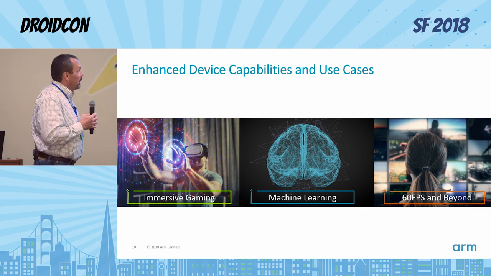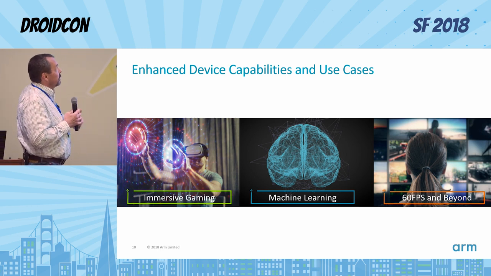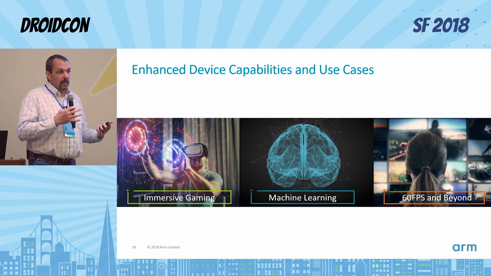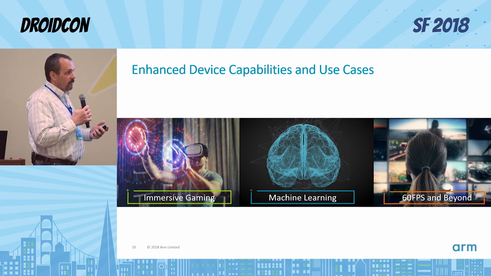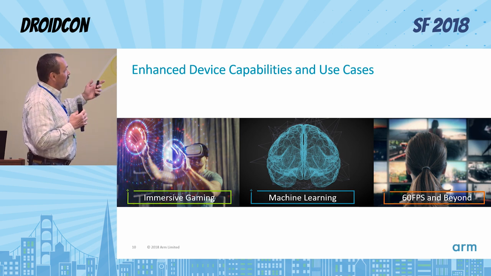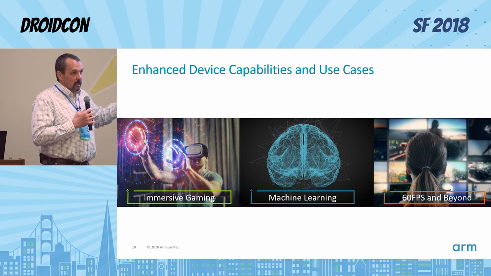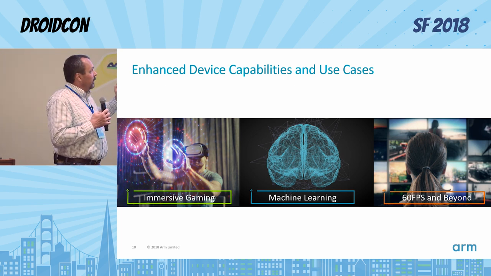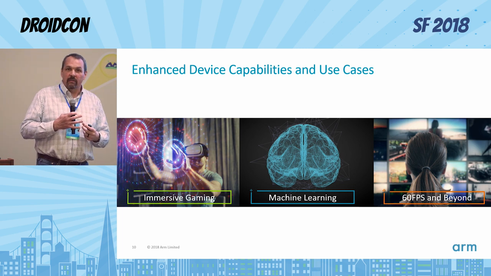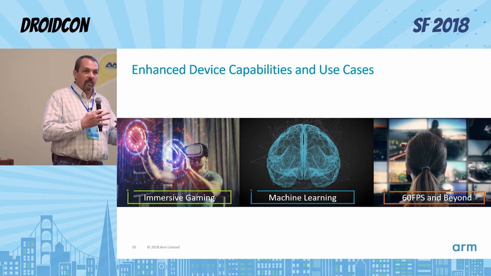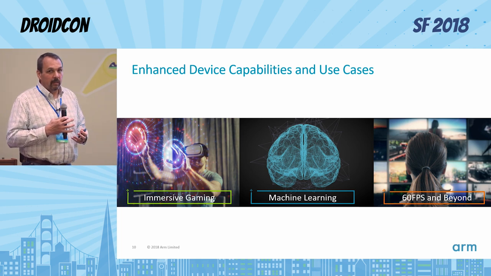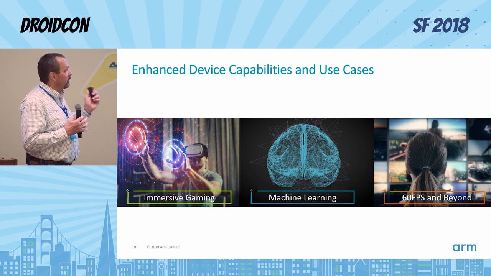Sort of moving on here and talking a little bit more about some of the use cases that we're seeing around mobile, and we really believe require 64-bit support. Immersive gaming, a lot of the machine learning. I think there's still debate on how much of that happens on the client device and how much happens at the edge or on the cloud, but there's still going to be a lot of compute required for machine learning applications.